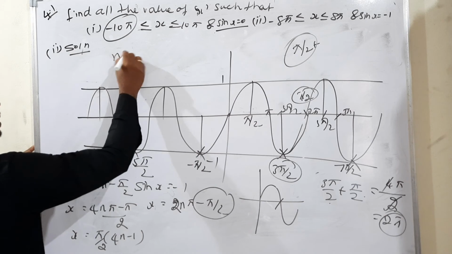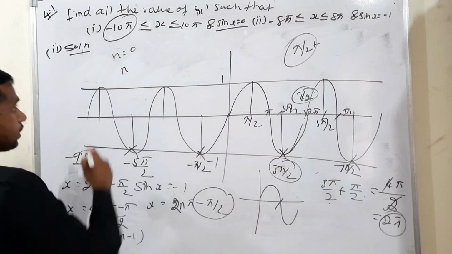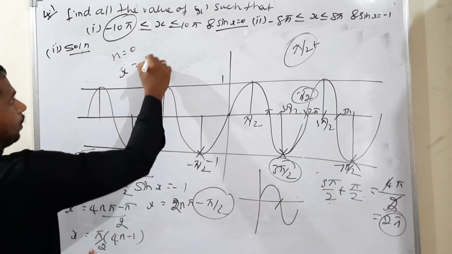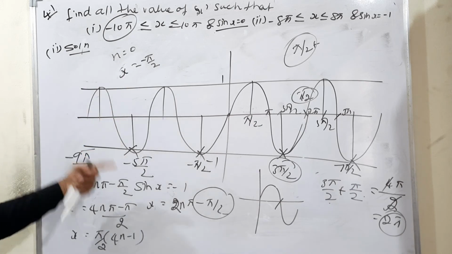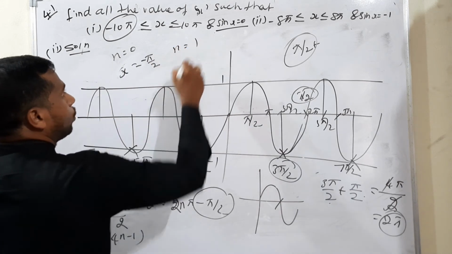First one, n is equal to 0, what will happen? n is equal to 0 means 4 into 0 is 0, 0 minus 1 means definitely minus 1. So n is equal to 0 means x is equal to minus pi by 2 will come. So x is equal to 0 means, then plus or minus, what are the possible cases? So n is equal to 1, what will happen?